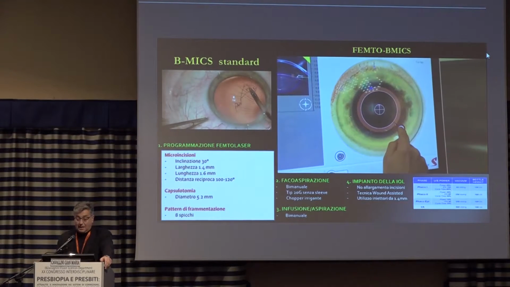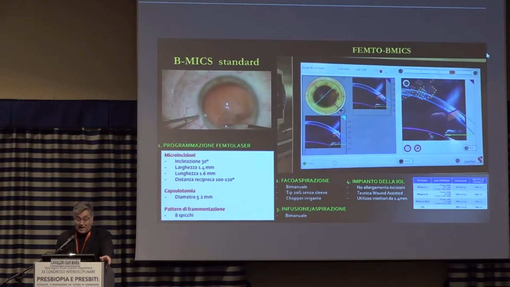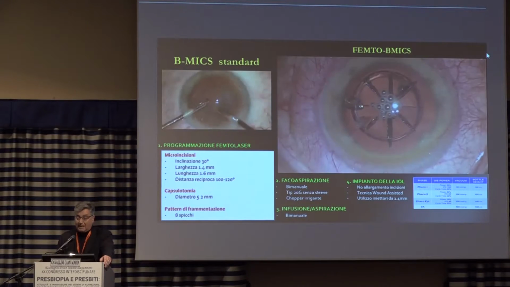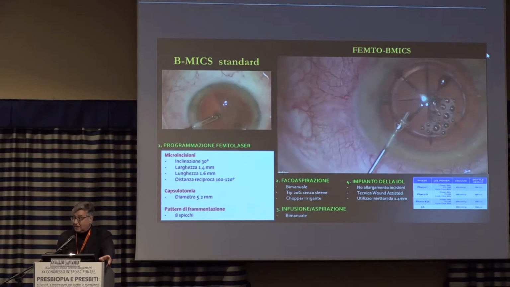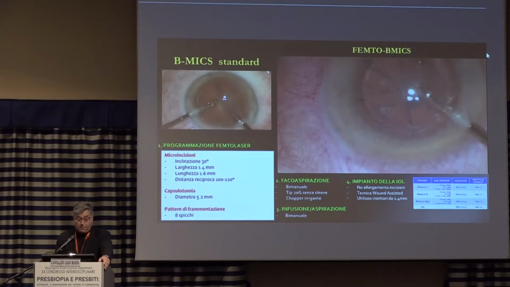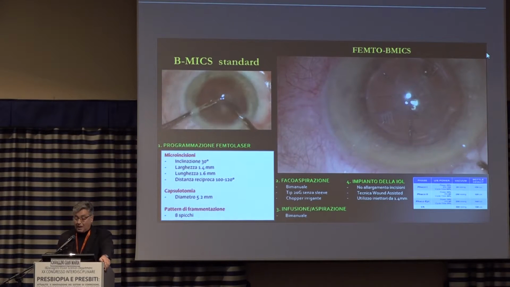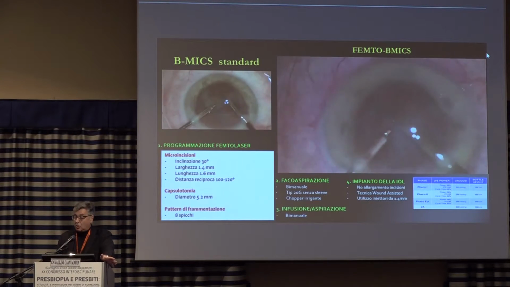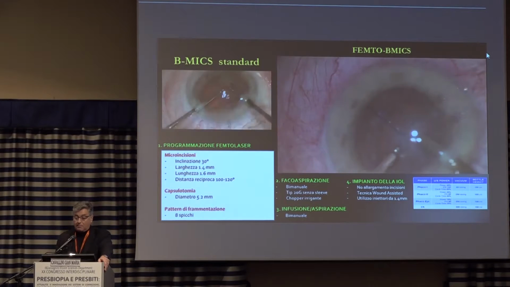On the left, you have a conventional technique. Instead, in the laser type of surgery, you can plan micro incisions, biplanar, monoplanar. You can plan the length of the incision in capsulotomy, and also the fragmentation pattern. We've removed the capsule here, and the lens is fragmented already into 8 slices.